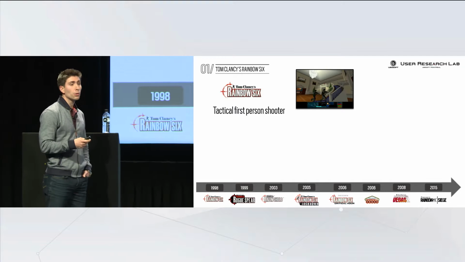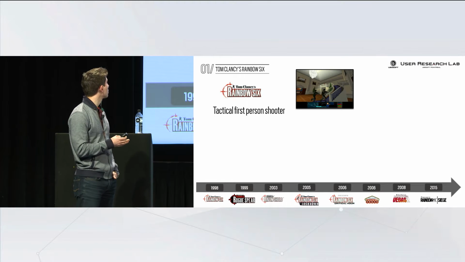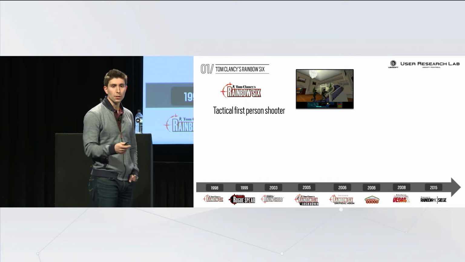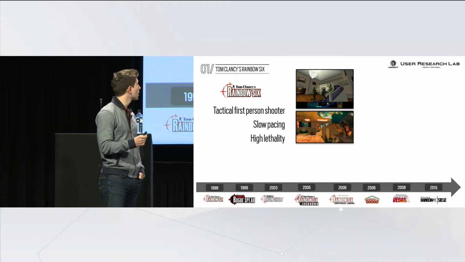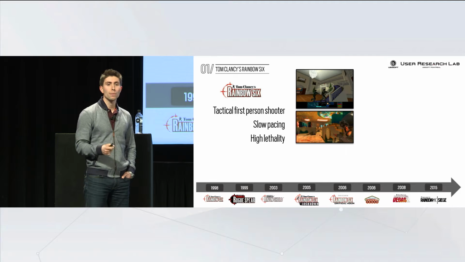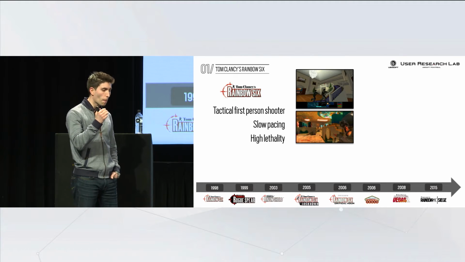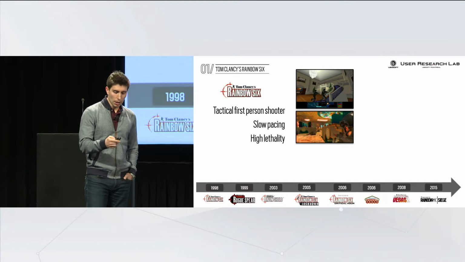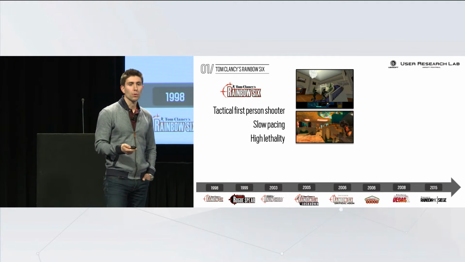Now, what is a Rainbow Six game? It's a tactical first-person shooter. FPS, everybody knows what it is. Tactical, what does that mean? Two things, slow pacing and high lethality. Slow pacing because it's not a Duke Nukem, it's not a Call of Duty. You have to plan your strategy, you have to plan your moves in advance. There is no jumping, running is not that used in the game. It's much slower. High lethality, well, basically it takes one bullet to kill you.